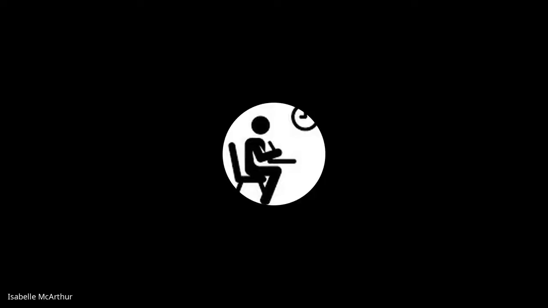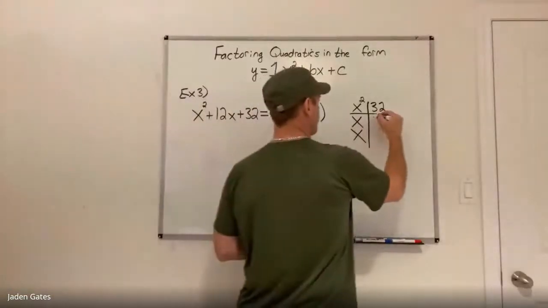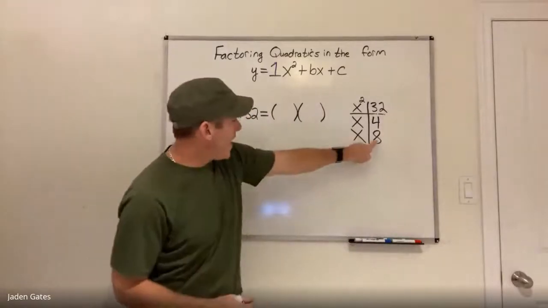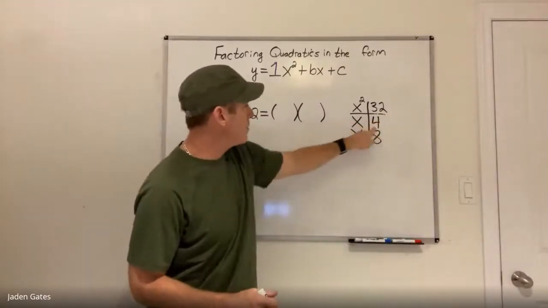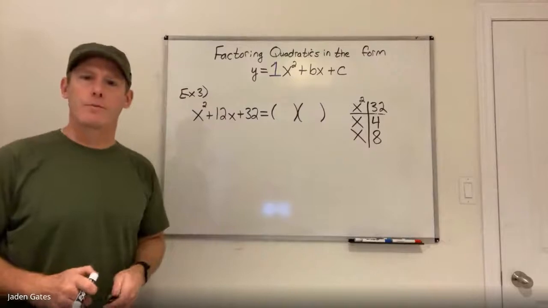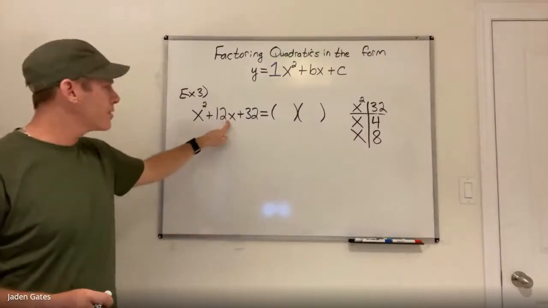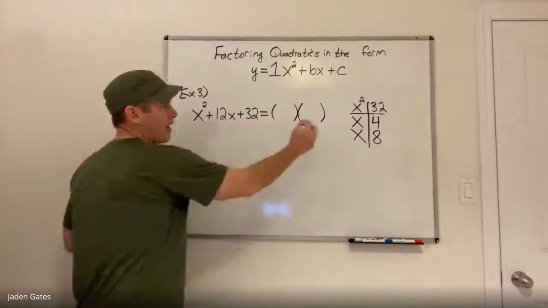4 and 8. Let's try them out. I have an 8x plus a 4x when I cross multiply. 8x plus 4x. Bingo. We got a 12x. So now I have my factors.